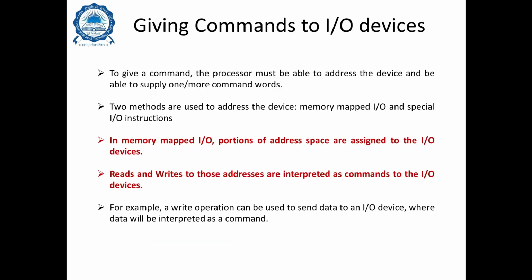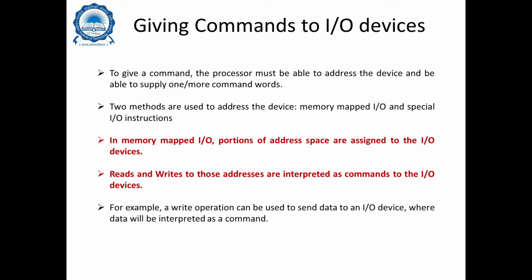Now let's see how we give commands to an input output device. To give a command, the processor must be able to address the device and be able to supply one or more command words. There are two methods that are used to address the device. The first is memory mapped IO, and the second is special IO instructions. These are the two methods used to address an IO device.